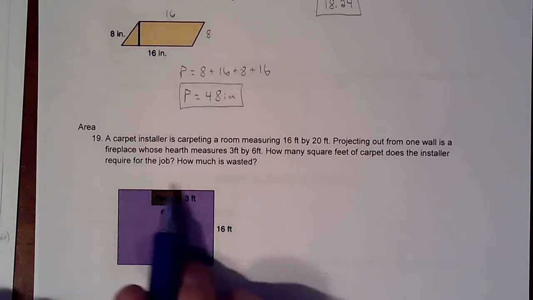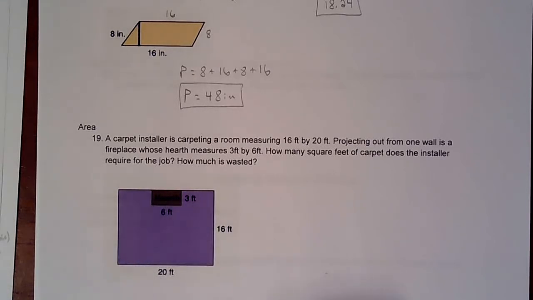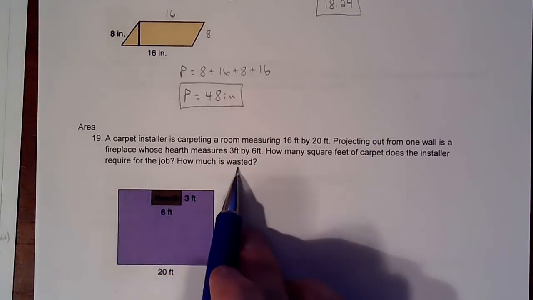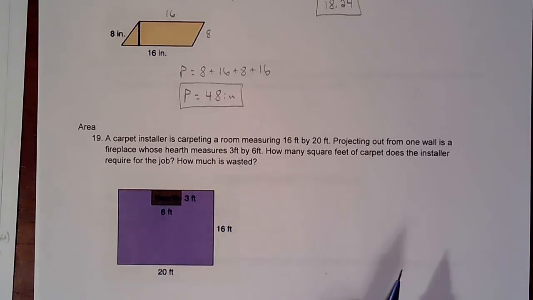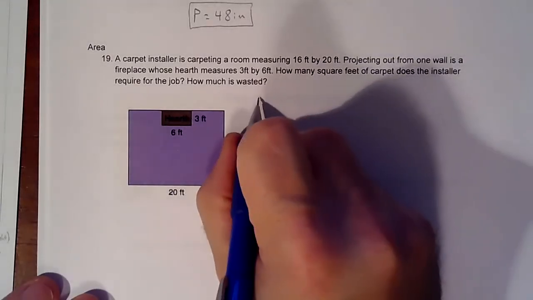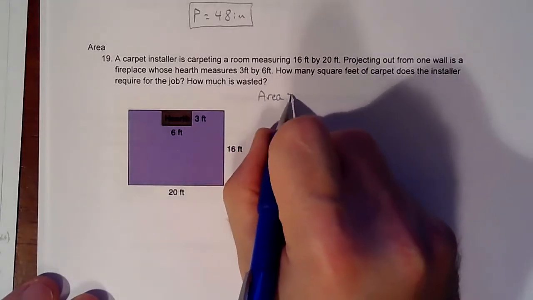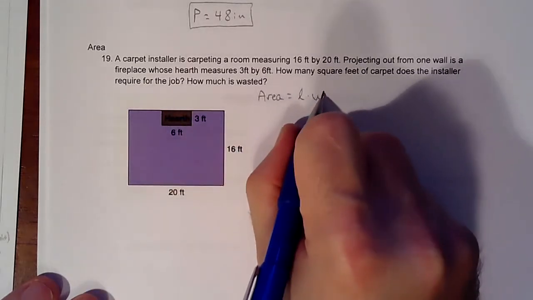Okay, so we are going to find the area of the whole thing, and then we're going to cut out the hearth. So the reality is that we're going to buy carpet for the whole thing, and then what we have to cut out for the hearth is going to be our waste. Okay, so we're talking about area. And your area for a rectangle is length times width.